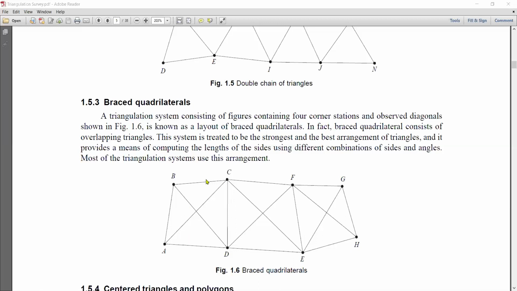Overlapping triangles. This system is stated to be the strongest and the best arrangement of triangles, and it provides a means of computing the lengths of sides using different combinations of sides and angles. Most of the triangulation work uses this arrangement. Since it is the strongest among all these triangulation systems, most of the work can be done with the quadrilateral system in this arrangement.